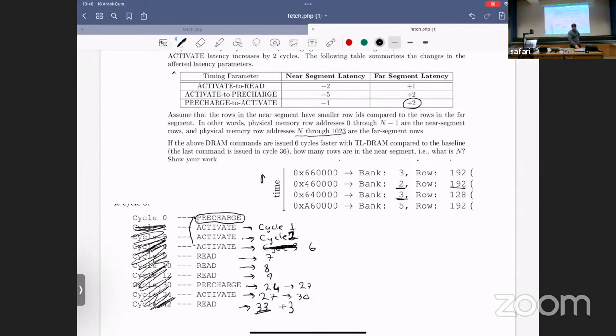Now we don't know what n is. We only know it's larger than 192. And row x that was open is in that range, basically. That was open in bank 3 before everything started executing. Okay, I already took a lot of time. I think we can move on to the next question if there are no questions.